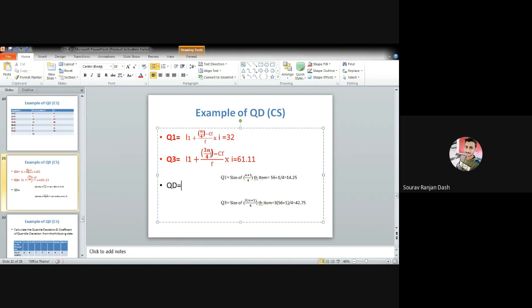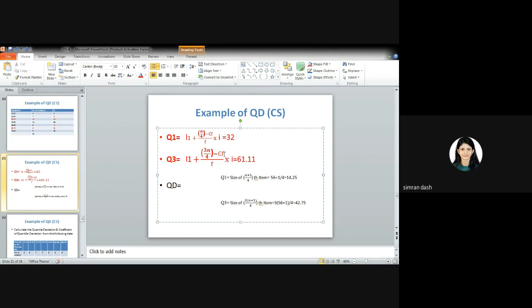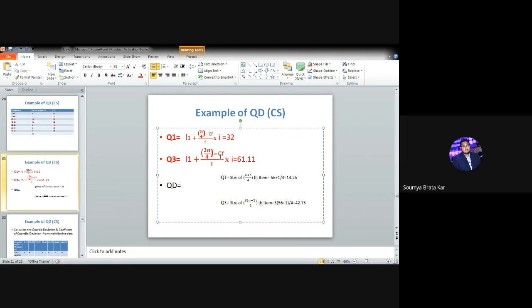Q3 is not that. You just multiply 3 into 56 divided by 4. Then minus CF. CF is how much? CF is 41. That means 42.75 minus 41, then 60 plus 1 by 9 into 10. Exactly. Yes, sir, I got it.